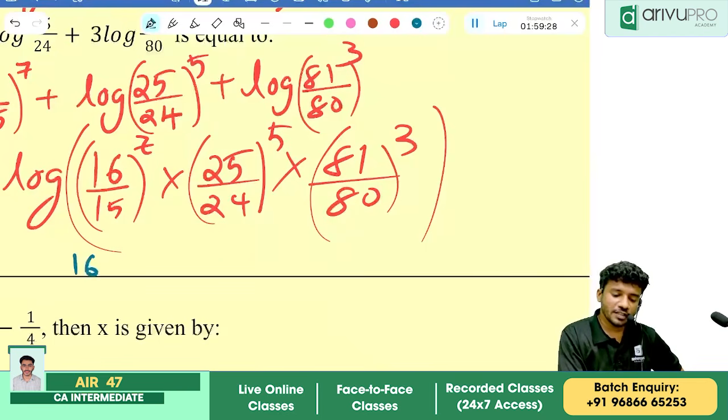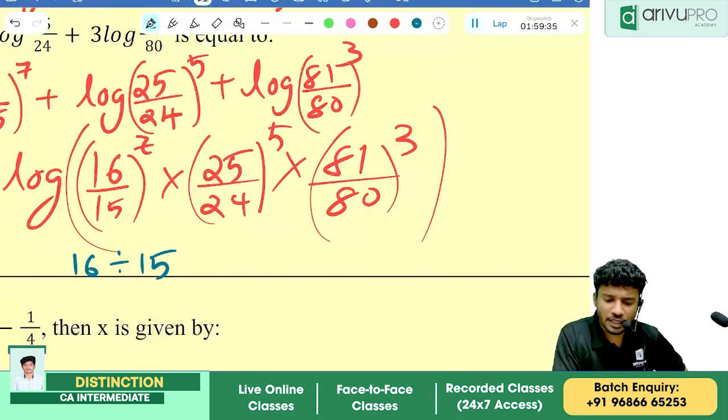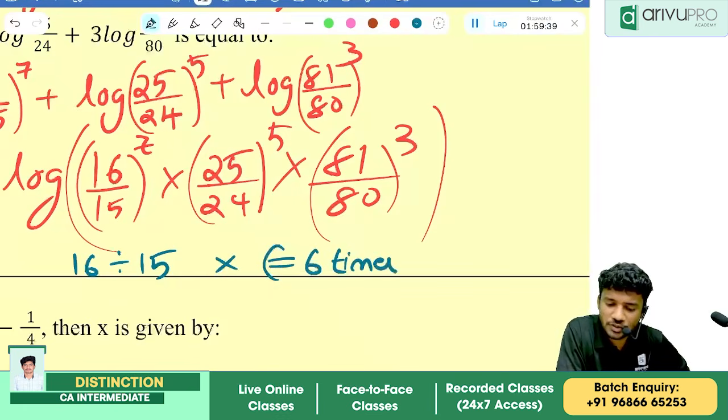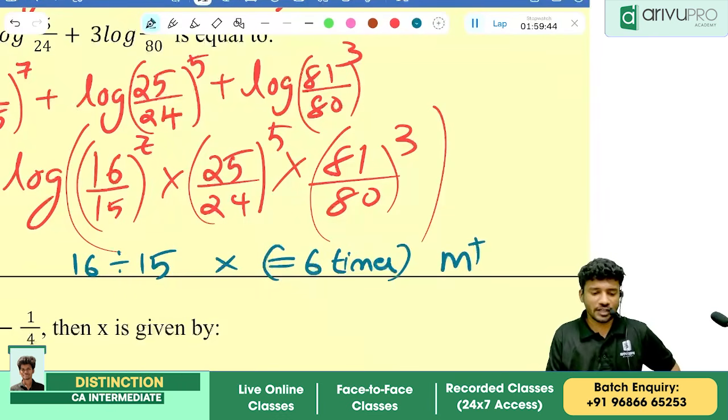First find 16 divided by 15. You will get some decimal value, 1 point something. Then multiply equal to, how many times? 6 times. Everyone got it? Then click M plus. You are saving that value.